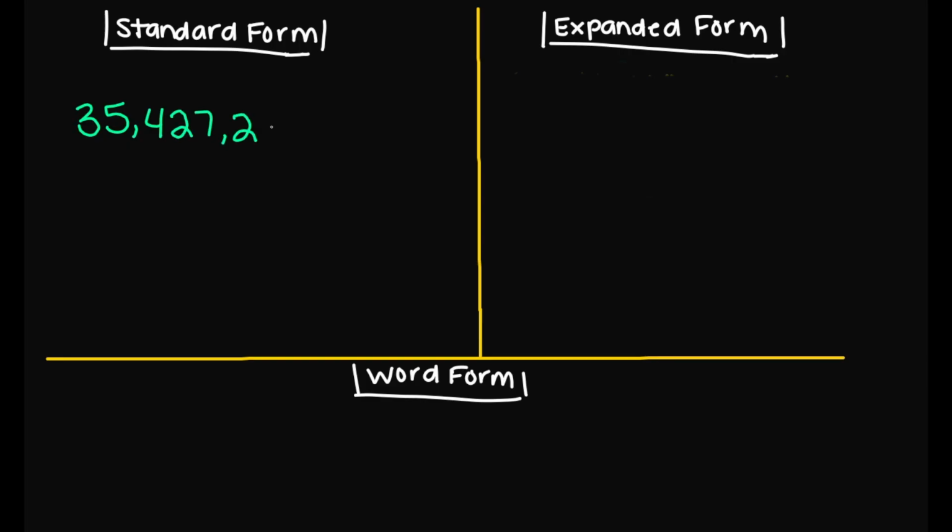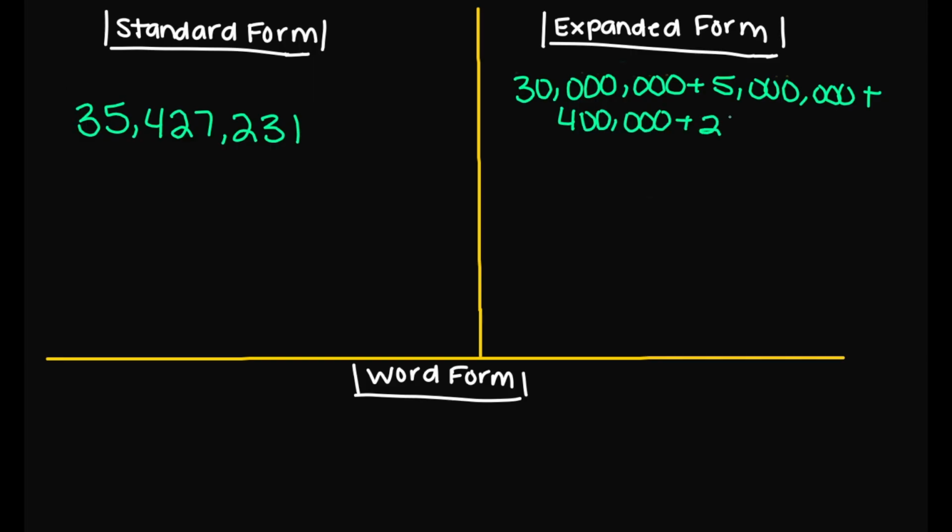So let's say your standard form was 35,427,000 and then 231. So let's say this is your standard form here. If you were to expand this, you are going to get 30 million plus 5 million plus 400,000 plus 20,000 plus 7,000 plus 200 plus 30 and then plus 1. This is your expanded form here. And if you need help, this is what it would look like.